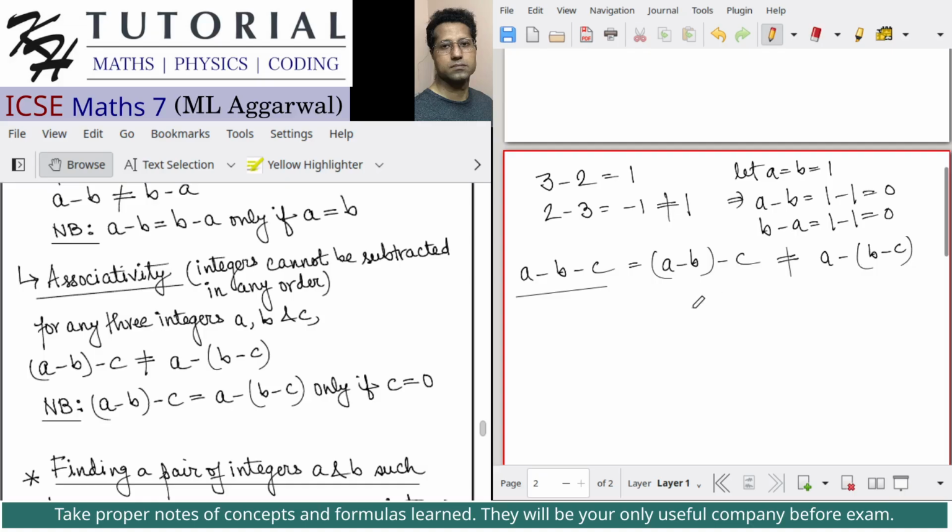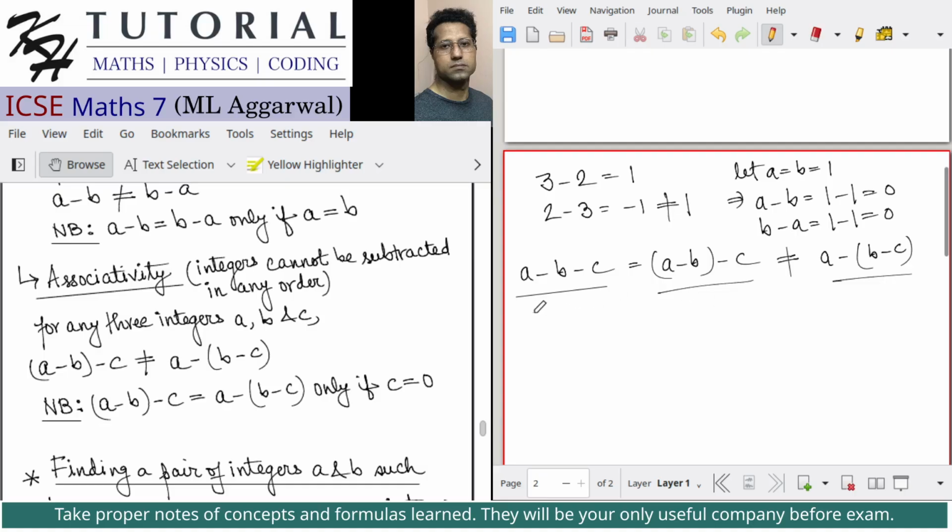That is, in general, we cannot say that (a minus b) minus c is equal to a minus (b minus c). In general, these two will not be equal. But one thing to keep in mind is that the subtraction of three integers a, b and c will be associative only if c is 0.